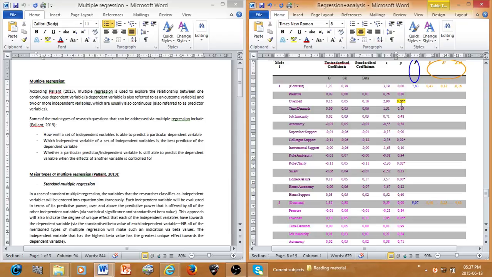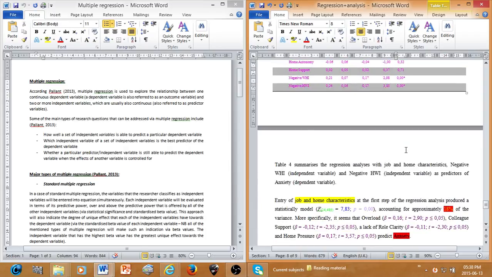So over here, this is less than 0.01, so it meets the bare minimum of 0.01. Therefore, overload, we have 99% confidence in overload as a predictor of anxiety. Moving down the p-values, what is the next variable that has a significant p-value? And we can see in this table p-values, let's double check.